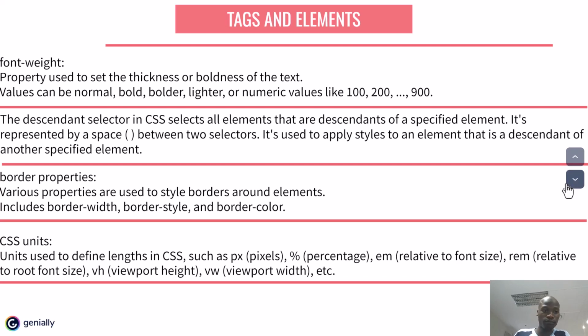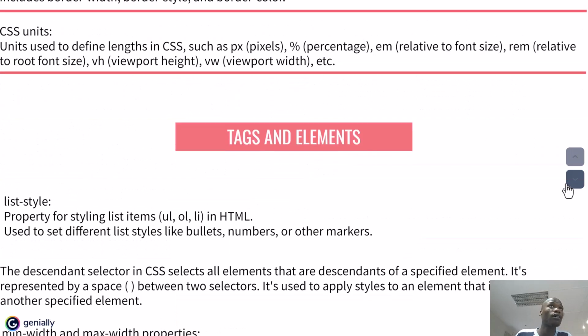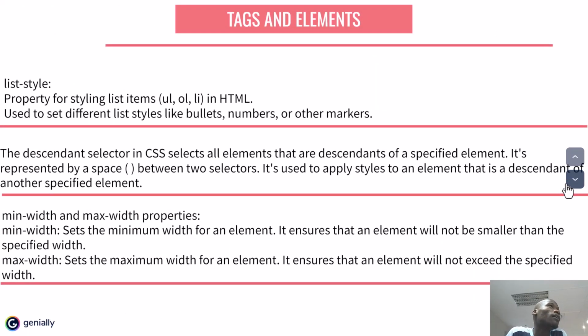So, the list style. Who can read for us? Anyone on the list style property? Property of the style of list items in HTML. Used to set different list styles like units, numbers, or other markers. Okay. Can you explain what you understand out of that?